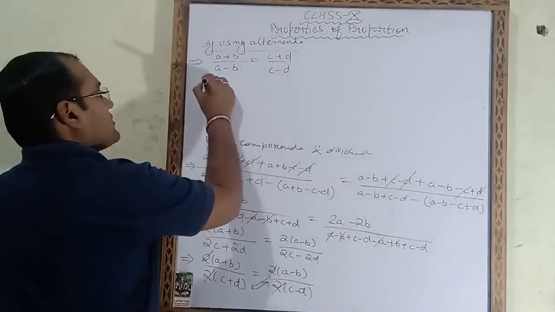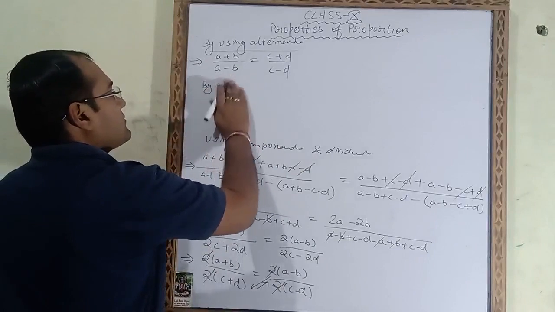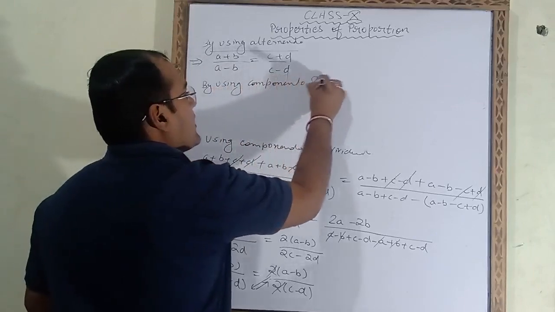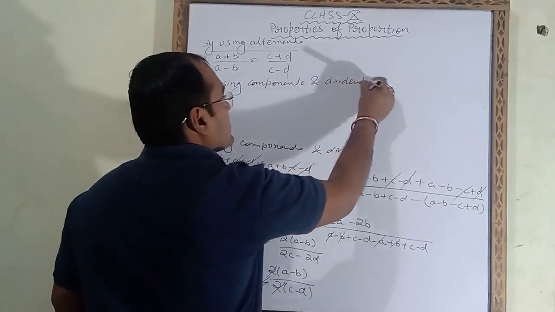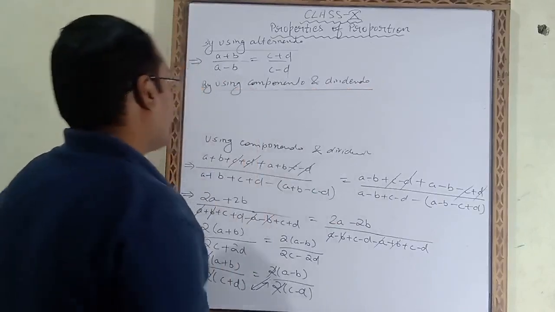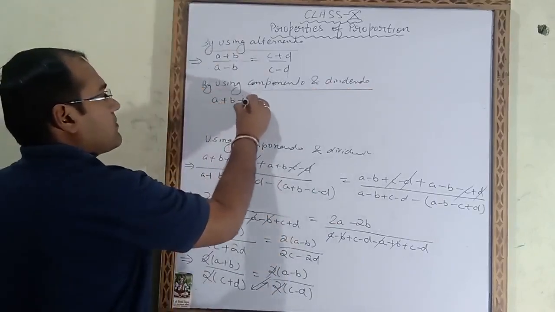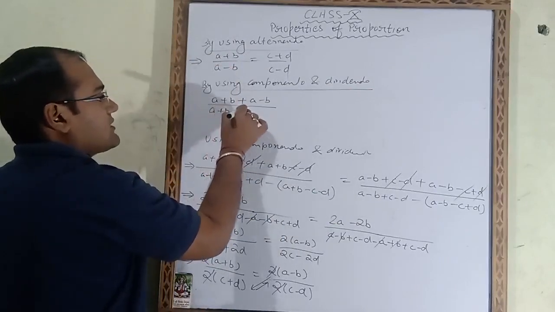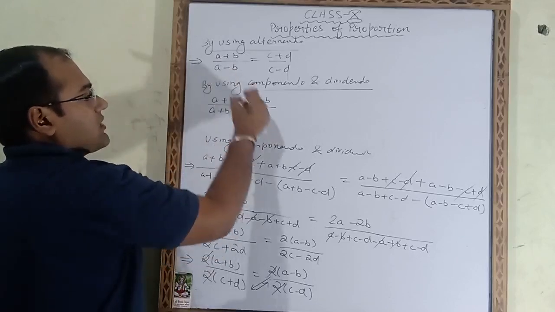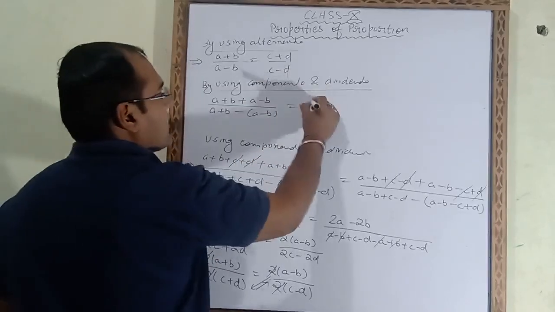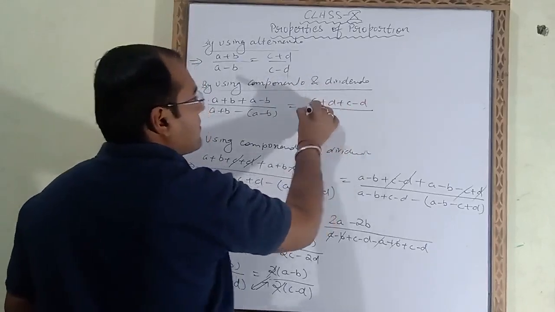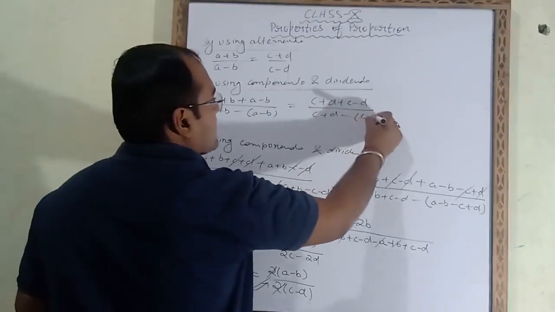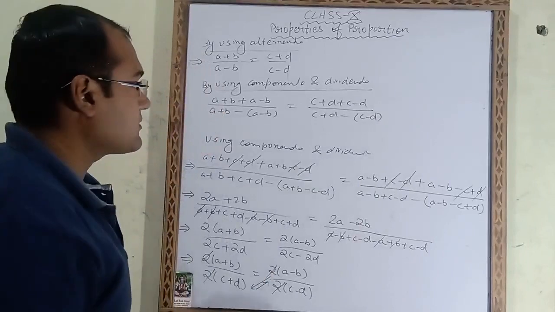So what we will use? We will use, by using componendo and dividendo. Again we will use componendo and dividendo. In numerator we have to add a plus b plus a minus b. In the denominator we have to subtract these two. A plus b minus, subtract means minus, this term we have to take in bracket. Same way we will do here, c plus d plus c minus d upon this term minus, denominator we have to take in bracket. Now we will open the brackets.